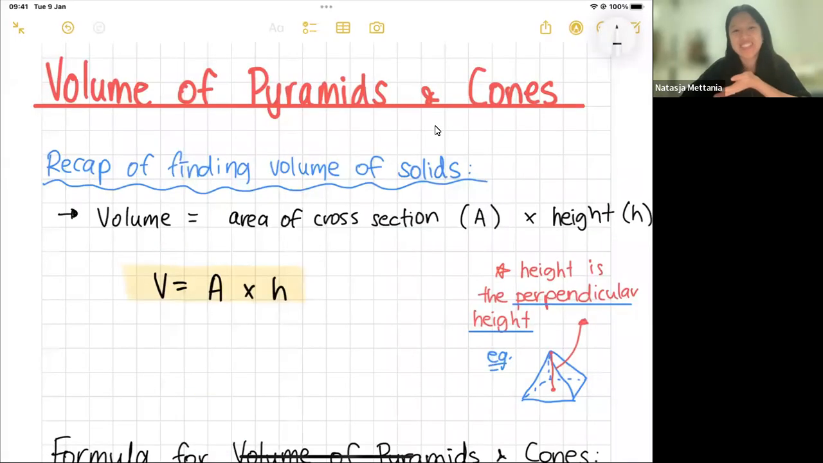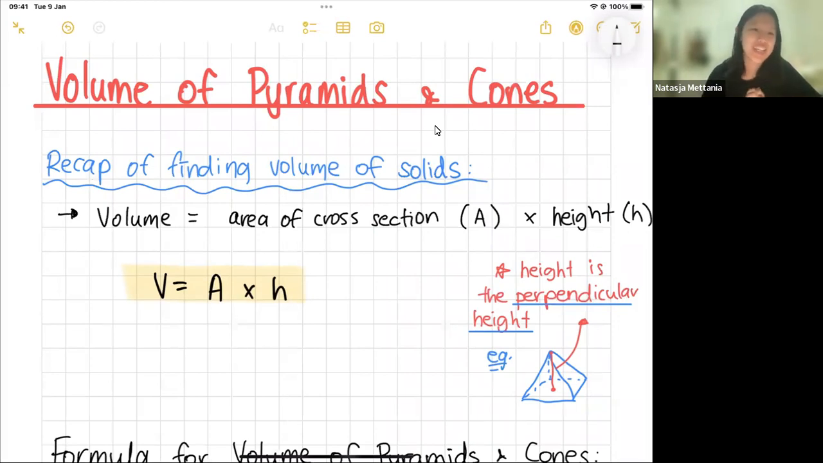Welcome back to our third lesson on the topic of surface area and volume. Today we'll be looking at volume of pyramids and cones. We're going to move on from surface area and going to volume.